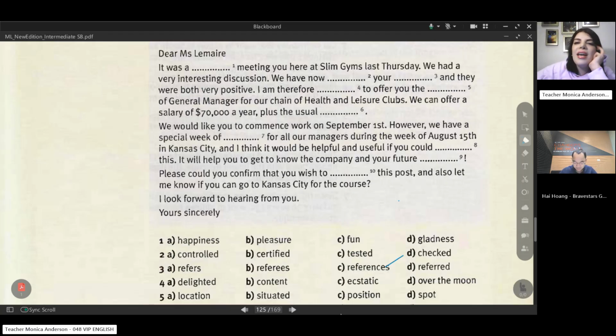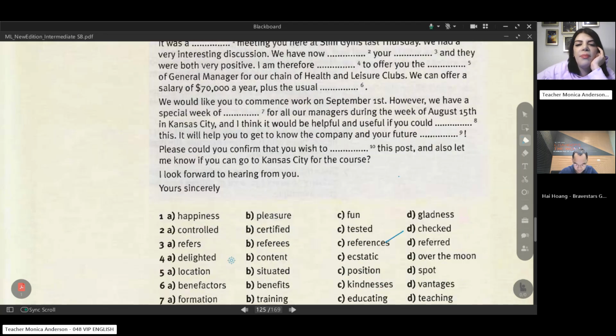And I am therefore to offer you the... Okay. So all of them are like happy: delighted, content, ecstatic. Oh, but over the moon is an idiom, so you don't use it for formal language, just forget about it. So which one can it be? Ecstatic means very happy. All of them are synonyms. Content, happy. Ecstatic, very happy. But here we need a better word. For formal language, it's better to say delighted. Delighted is really good for formal.